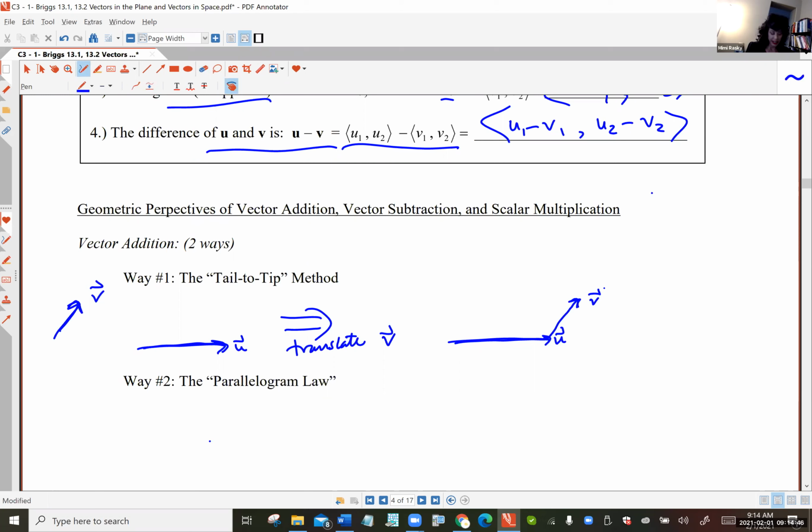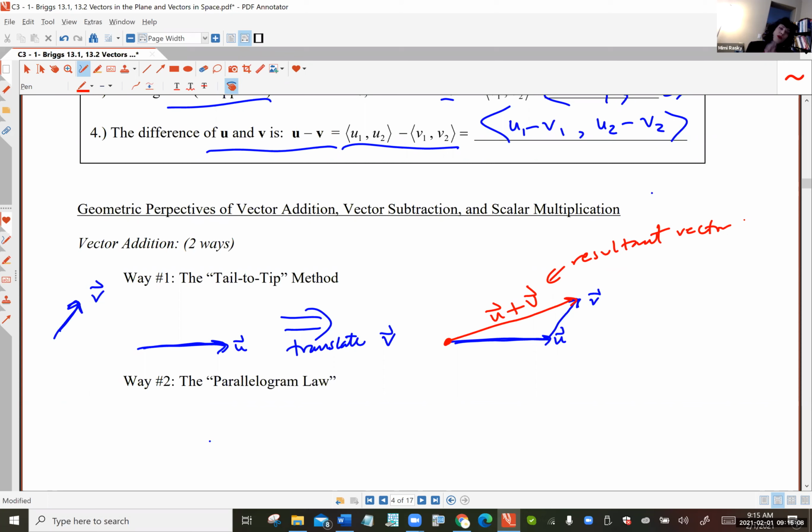So I translated V. Now what? Well, U plus V is going to be where I connect the tail of U to the tip of V. This red vector here is actually the resultant vector. We call that the resultant vector of U plus V. And I'm done. That's called the tail to tip method.